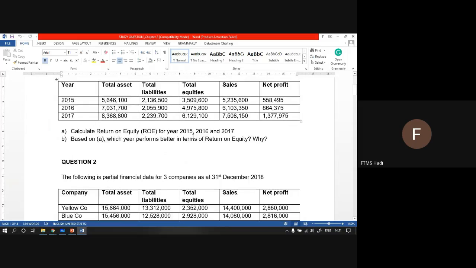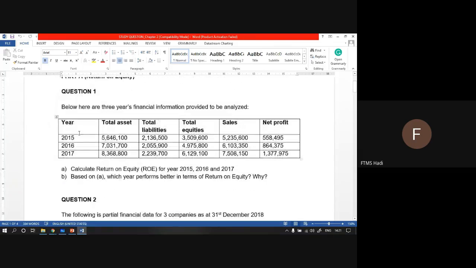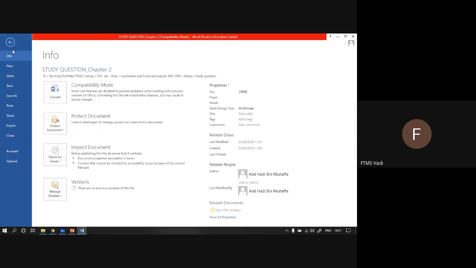Okay, let's have a look at question number 1. Below here is the 3 years of financial information provided to be analyzed: 2015, 2016, and 2017. So this is the information there. Calculate ROE for the years 2015, 16, and 17. And based on that, which year performs better in terms of ROE and why? Let me demo to you how to do this. Question 1.